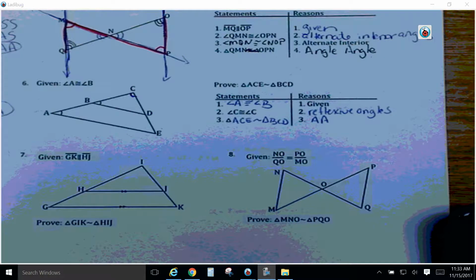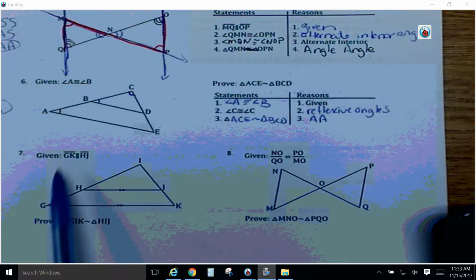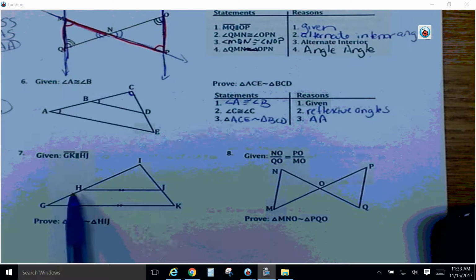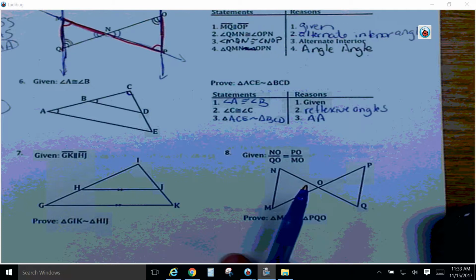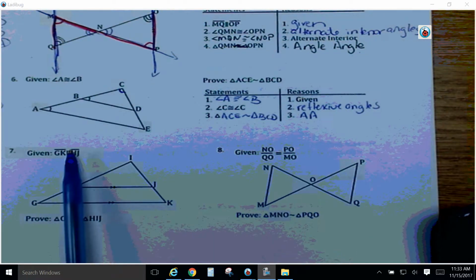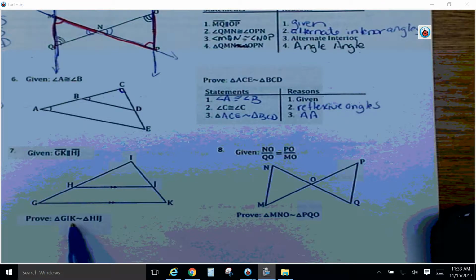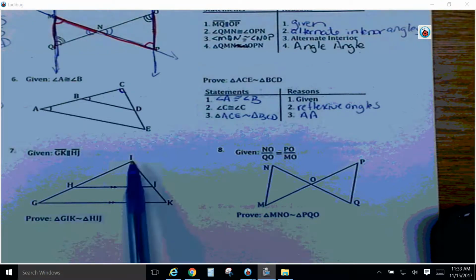Finally, let's look at number 7. It says, given that line segment GK is parallel to line segment HJ, prove that triangle GIK is similar to triangle HIJ.